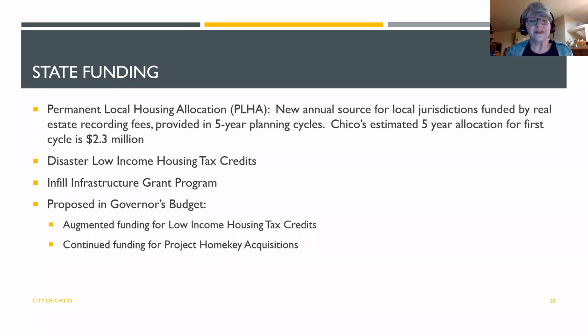In addition, something that's proposed in the governor's budget, certainly not yet final, would be augmented funding for the low-income housing tax credit program that is operated by the state, and continued funding for Project Homekey acquisitions, which can provide permanent supportive housing for individuals who have experienced homelessness.